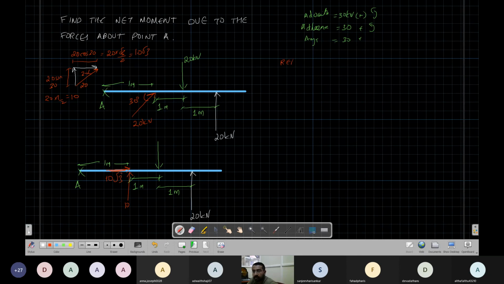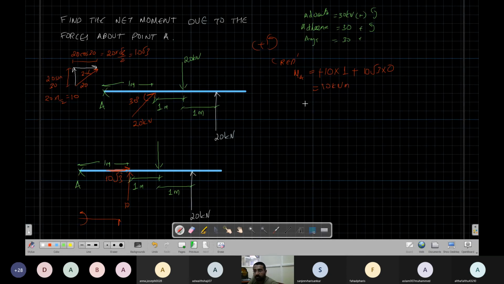For the red forces, we are considering anti-clockwise as positive. Red forces: in a moment I will write 10 times the perpendicular distance, 10 times 1. What is the direction? You can see it is trying to rotate in the anti-clockwise direction, so this is positive. Then we have plus 10 root 3 times 0. So this is 10 kilonewton meter.